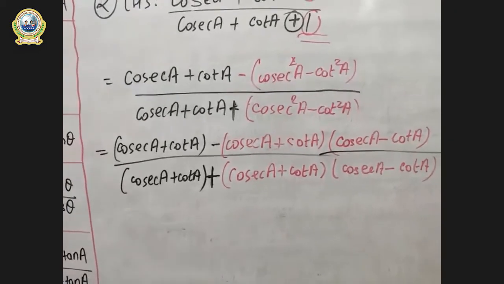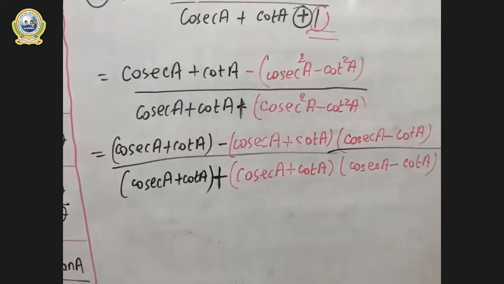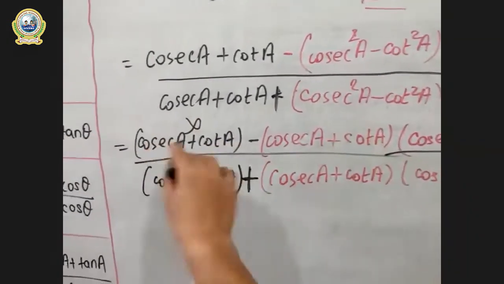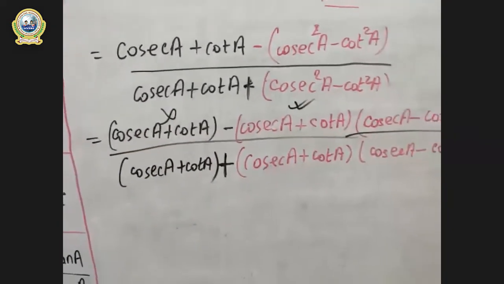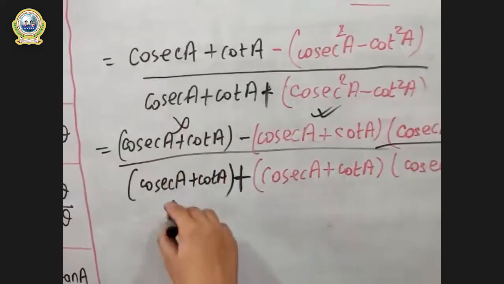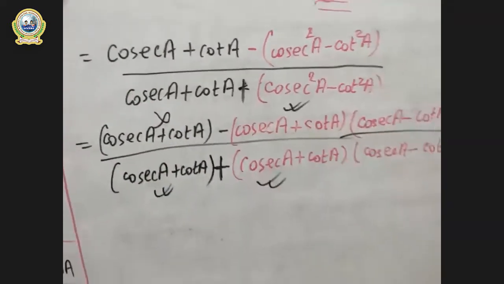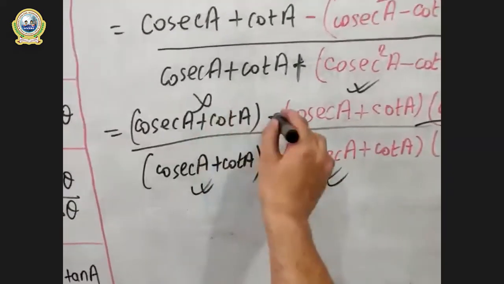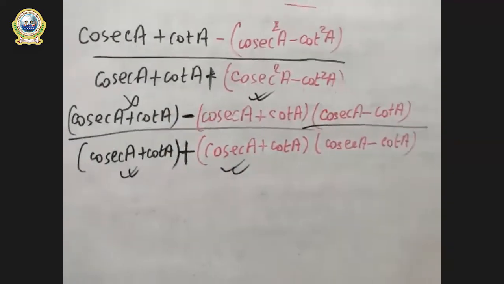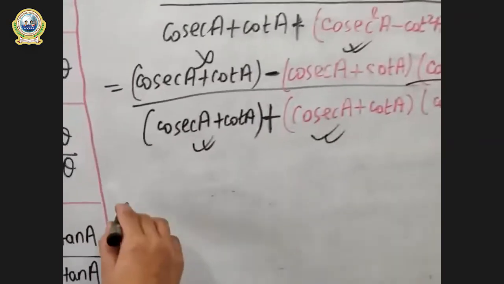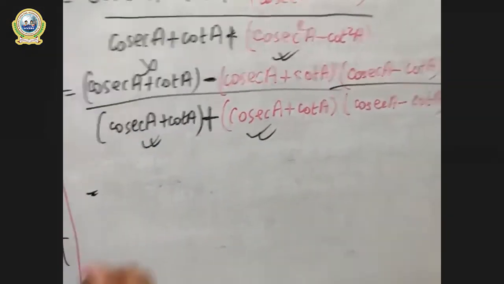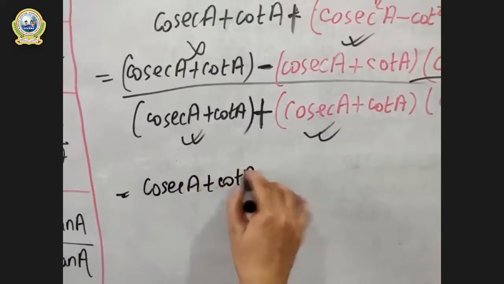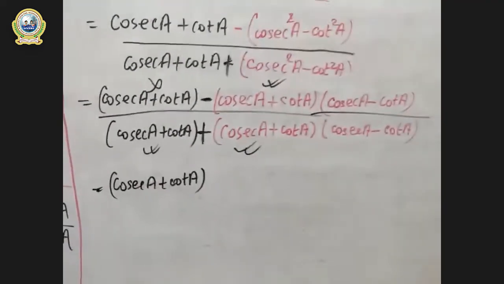This is clear, right? So look here, something is coming common. In this part, this will be taken as common, and cosec plus cot is over here. So this will be taken as common. In the denominator, this and this can be taken as common. Is this clear? One common is before the minus and the next one is after the minus. Same in the case of plus over here. So let's take this as common. Now it will be cosec A plus cot A, taken as common.